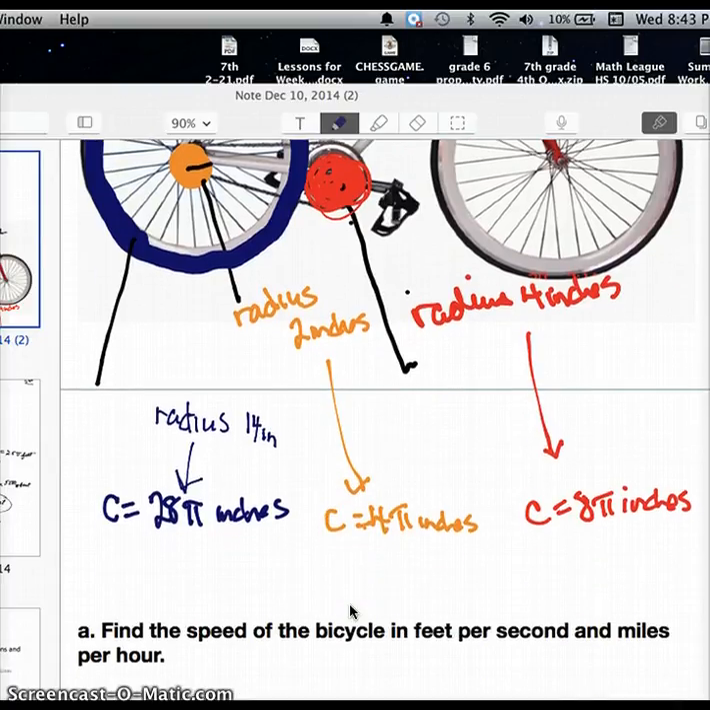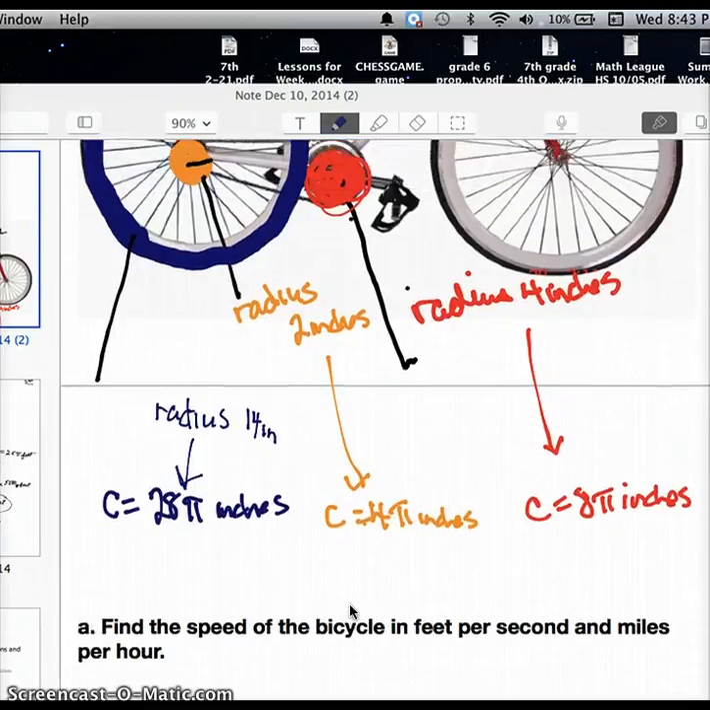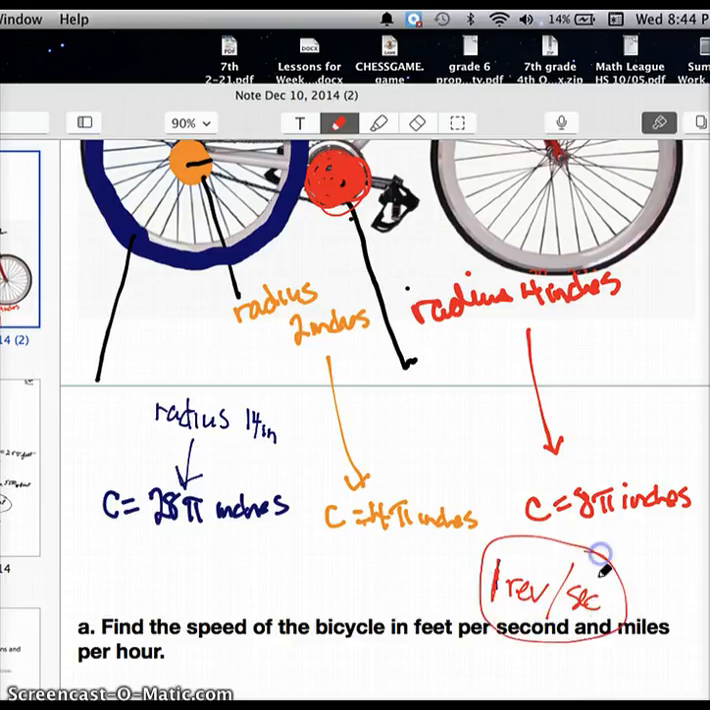So the first thing that we're asked to do is to find the speed of the bicycle in feet per second and miles per hour. The speed of the bicycle is dependent on, I didn't write this information down, but we were told that the red sprocket, or the pedal sprocket, goes one revolution per second. So that's how this is traveling.